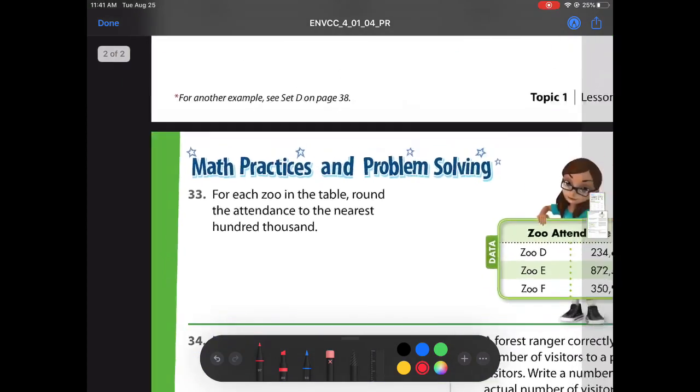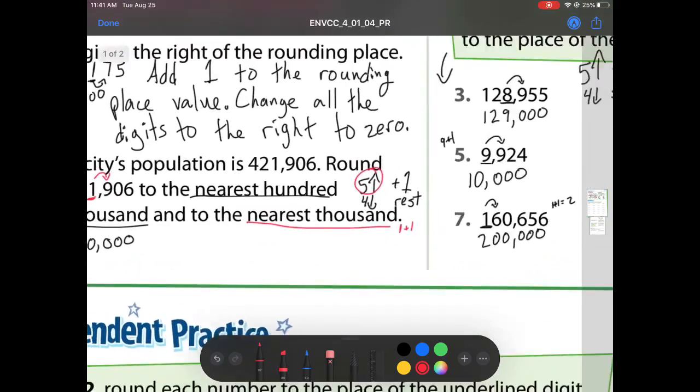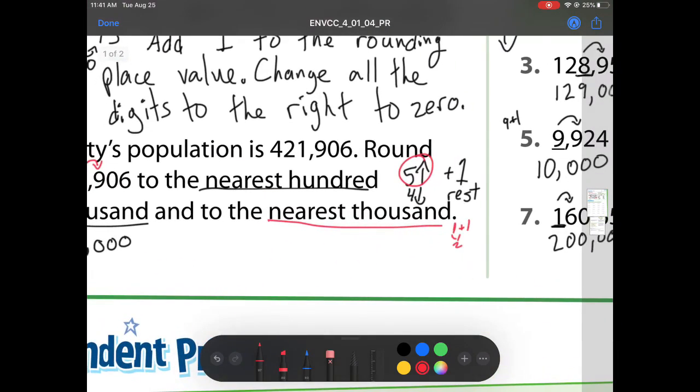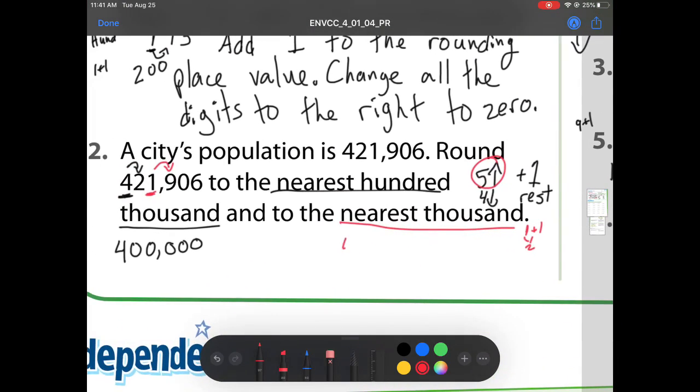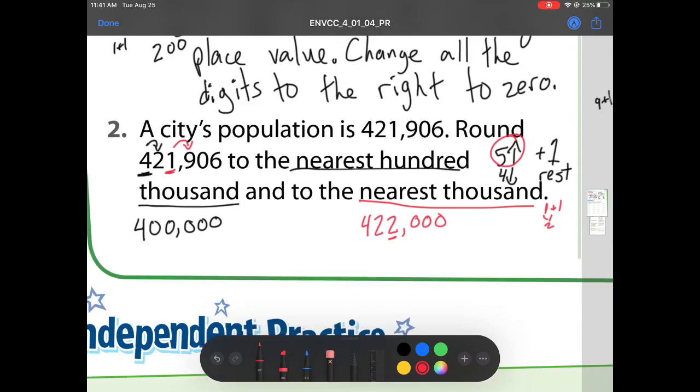So we have 2, oops. So we have 2. So what is this number going to be? It's going to be 422,000, that place value. We added 1 more. And then look to the right, put zeros in sight.